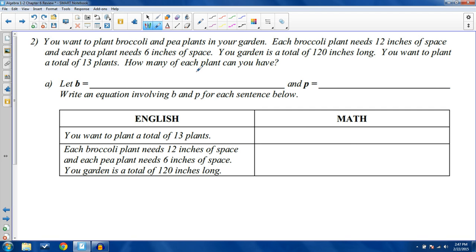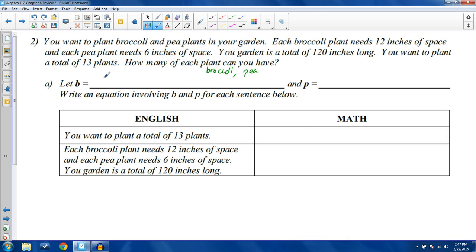Okay, same thing here. Each plant means we need to find out how many broccoli plants and how many pea plants. So we're going to let B, but don't just let B be broccoli, right? If I say let B equal broccoli, and I solve for B and get B equals 3, 3 what? 3 broccoli? 3 inches of broccoli? The broccoli is 3 years old? $3 per broccoli? You need to make sure that you define it and say what you're referring to.